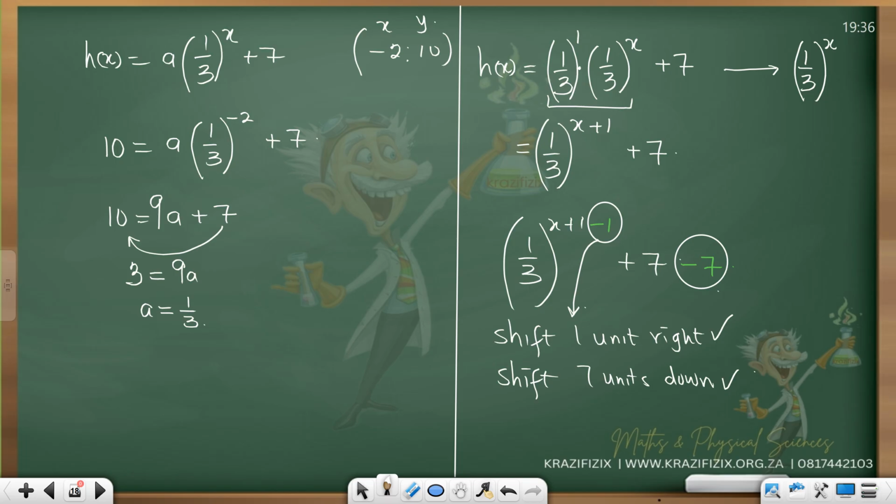For that is called translation. So do the maths. See what you need to do, whether you need to add or whether you need to subtract. And then after doing that, if it is with the x, know that it is horizontal. If it's not with the x, then know it is vertical. X's are deceiving. All right.